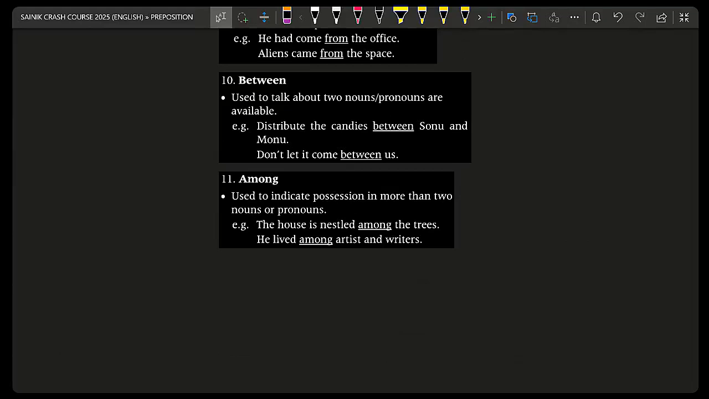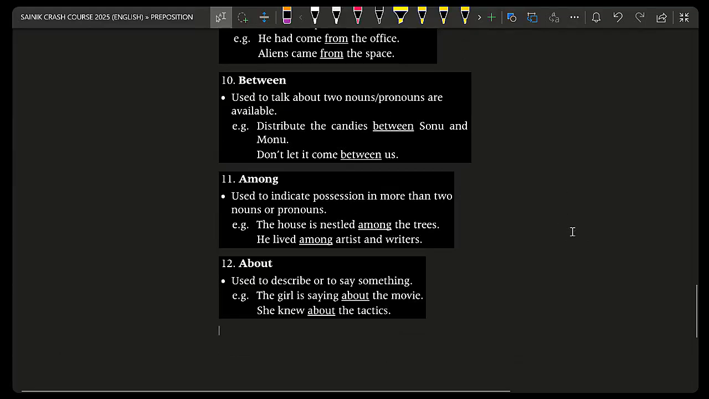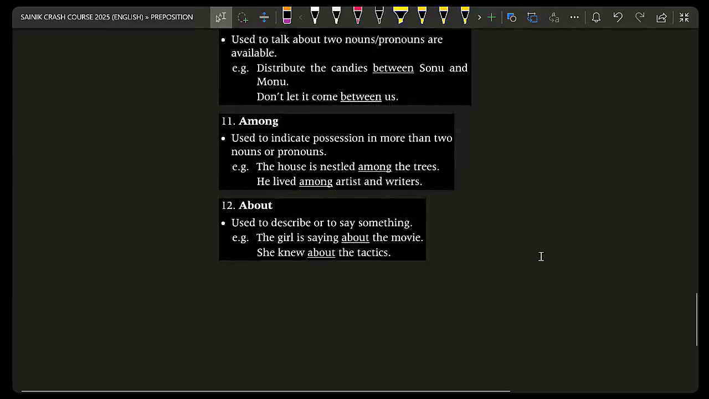Next preposition we are going to use is about. Now, what is the usage of about? Used to describe or to say something. Example: the girl is saying about the movie. So what is the girl saying about? She's saying about the movie. So when describing something we use about. She knew about the tactics. What are the plans? She knew. So describing the tactics, we use about.